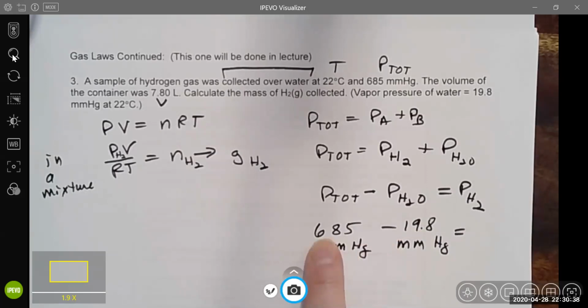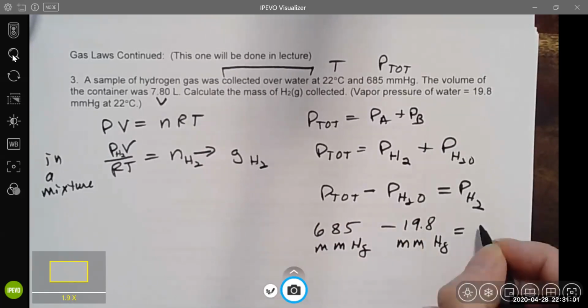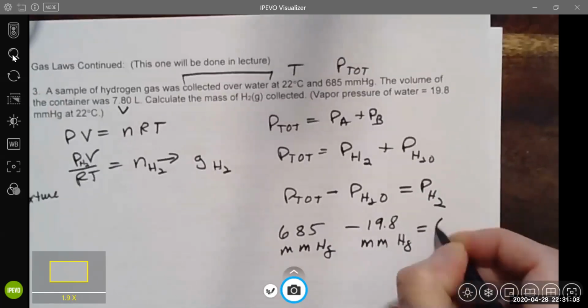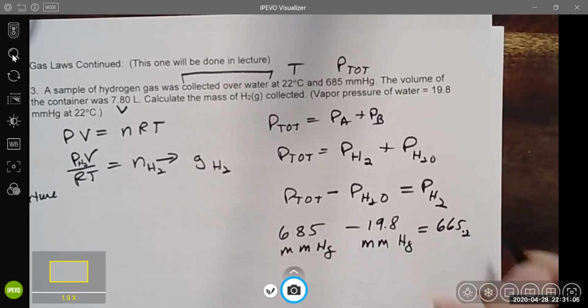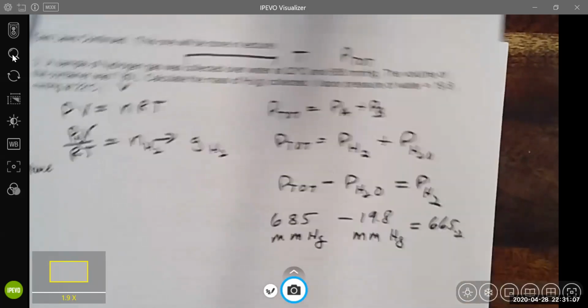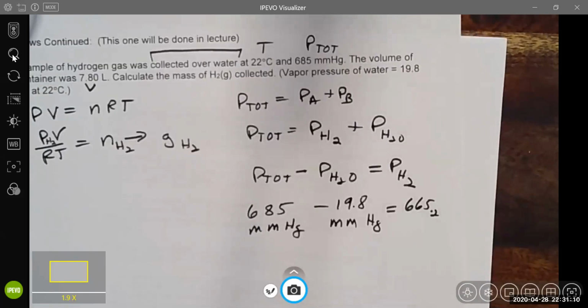You notice how this is small. Total pressure is actually kind of low for a total pressure. Usually total pressure is like 700 and something. But that's okay. It's still pretty big compared to this, which is a small number. It's almost like we're doing a little correction factor. Our total pressure is this. Most of this is going to be due to the hydrogen, but we've got a little water mixed in with it, so we're subtracting it off. If you do that, you'll see you get 655.2, and that is millimeters of mercury.